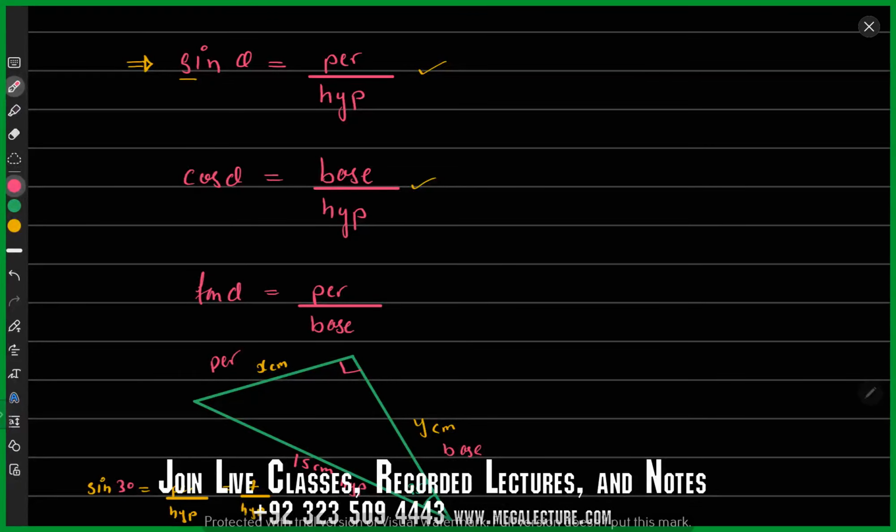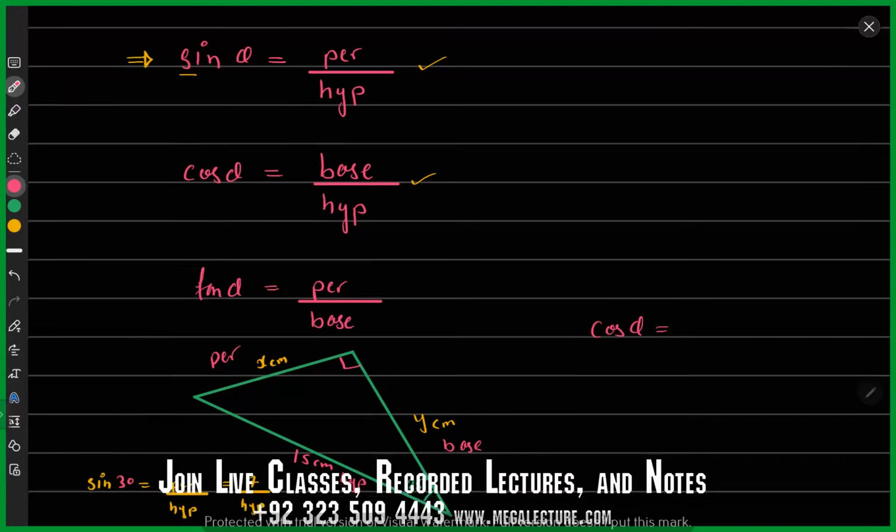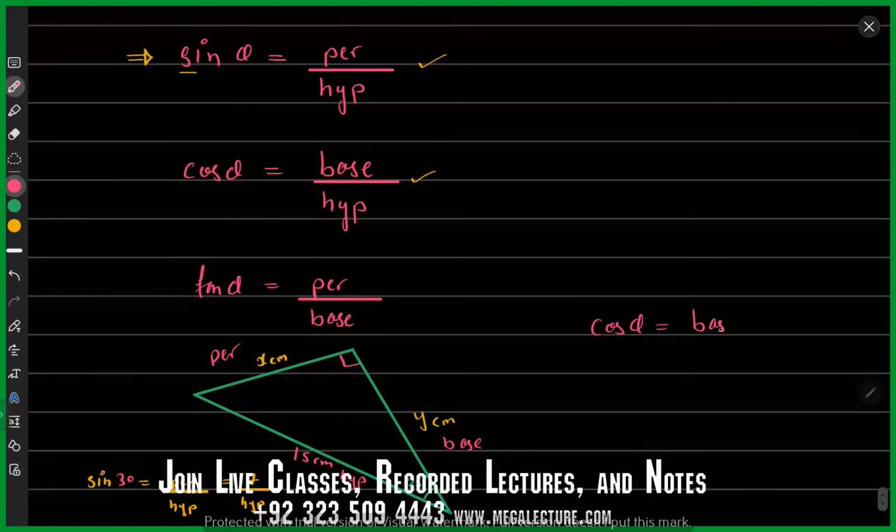How do I do that? Tan is perpendicular over base, so this cannot be used here. I will use cos. So cos theta is equal to base, that is unknown, divided by hypotenuse side, that is known. Cos 25 multiplied by the hypotenuse side, that is 15, is equal to my base.